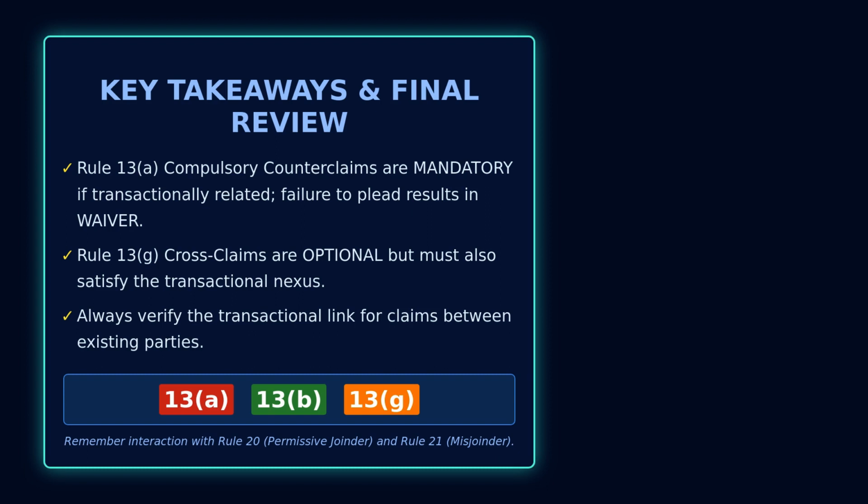Finally, recognize that these rules do not operate in a vacuum. They interact with broader joinder concepts, such as Rule 20 concerning permissive joinder of parties, and Rule 21 regarding the consequences of misjoinder. Keep these core rules in mind as your foundational reference points for resolving claims between parties.